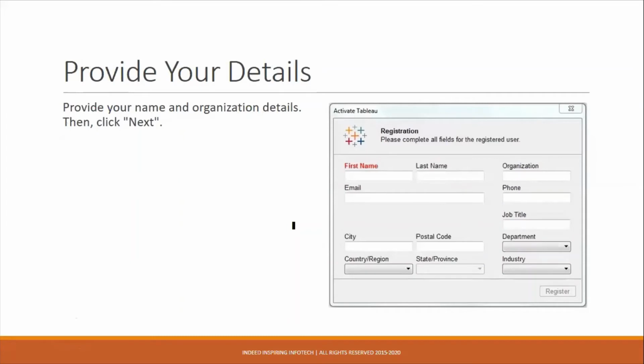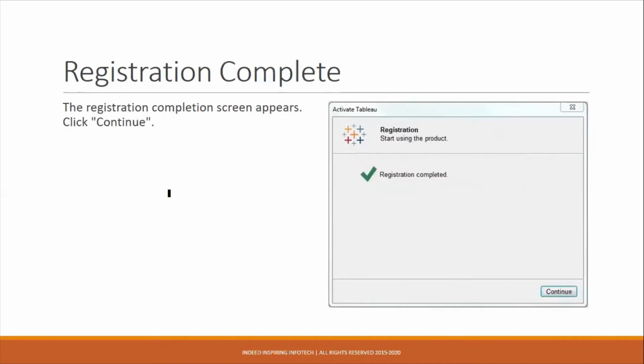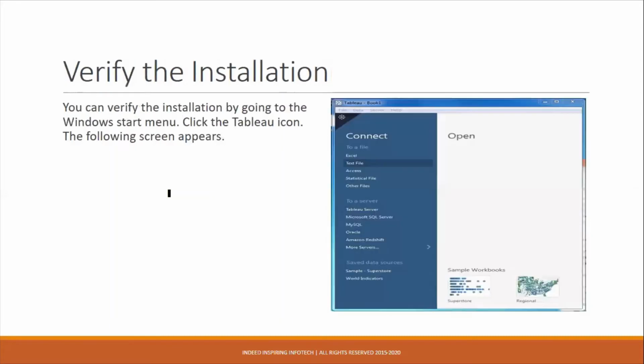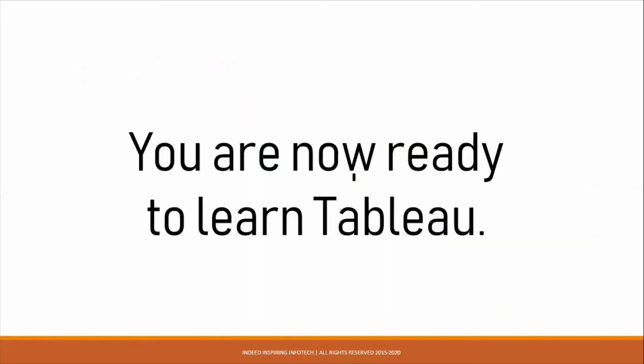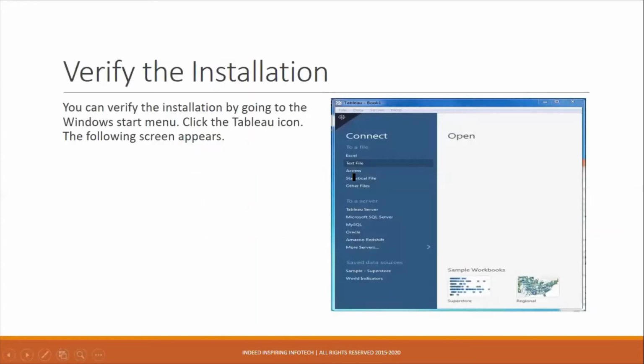Then put up your details here and register. You need not put in all the correct details. If you want to put some dummy details, it accepts dummy as well. That's your choice, or you can create a dummy email ID and fill it up. Then register, and after that your software will get registered. Like this, registration completed, and then you can open up your software. So these were the installation steps, and now you'll be able to use Tableau.